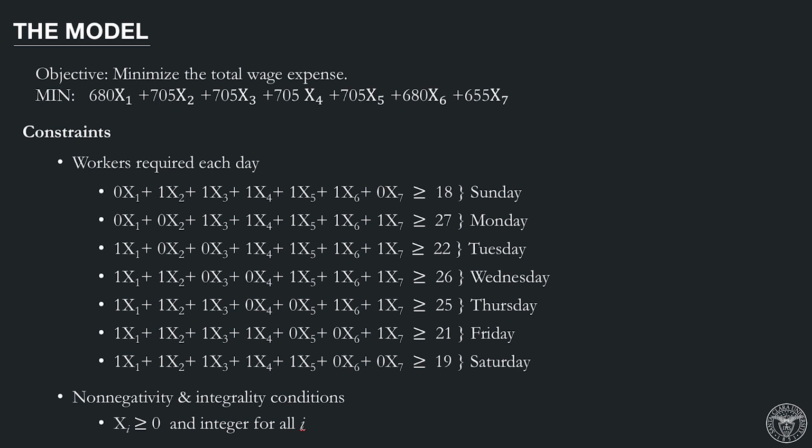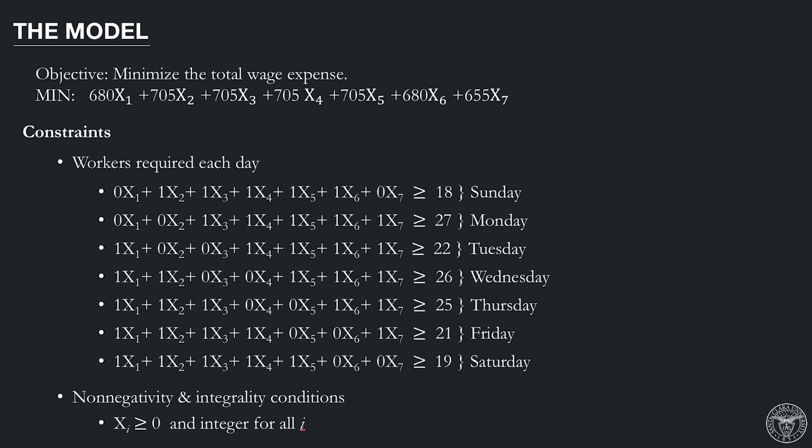First, on the objective function, the target of the company is to minimize the total wage expense. So the objective function can be expressed as minimize 680 times x1, which is the salary cost for those employees coming in shift 1, plus 705 times x2, and we sum all those salary costs for every single shift from x1 to x7. That's the total salaries for all 7 shifts.